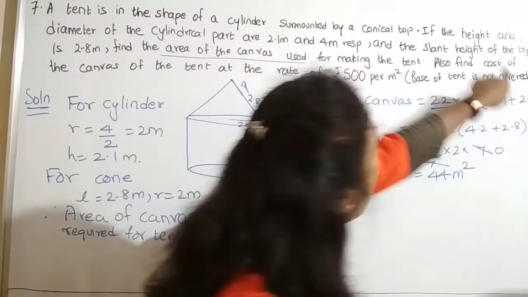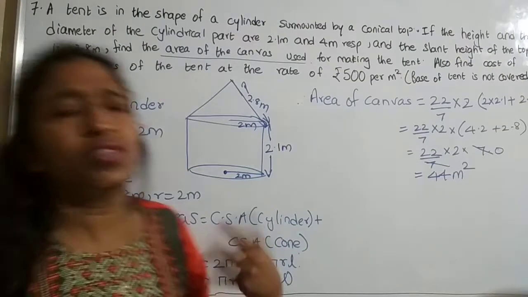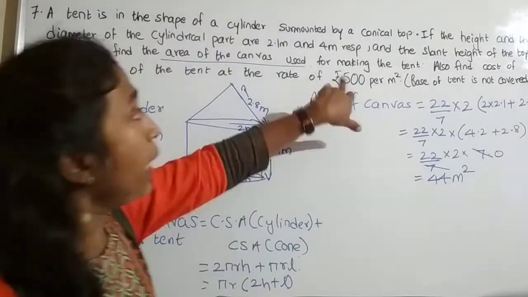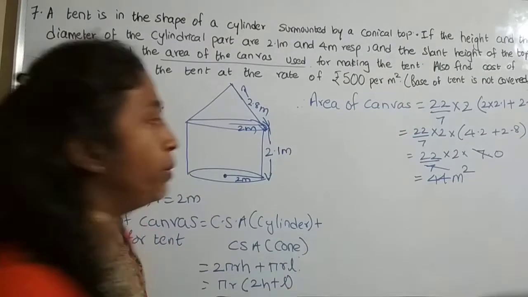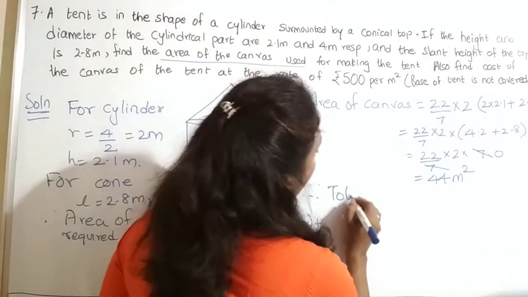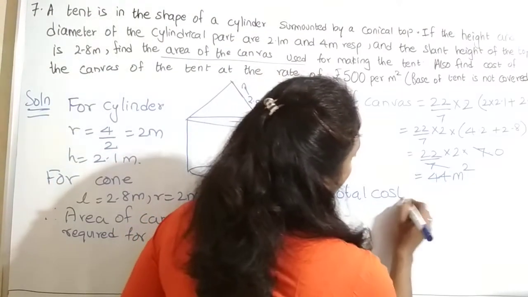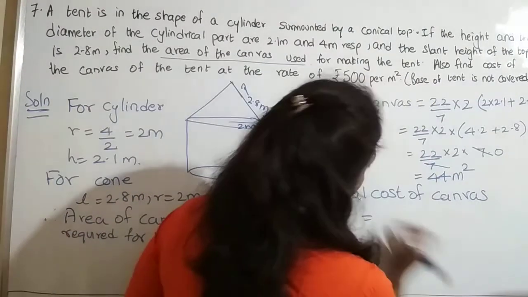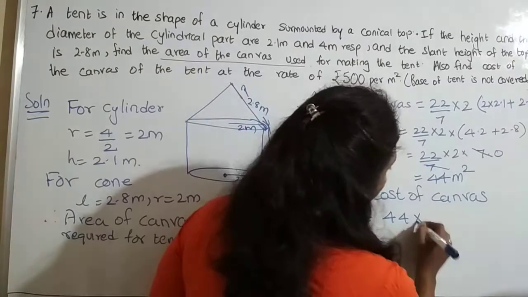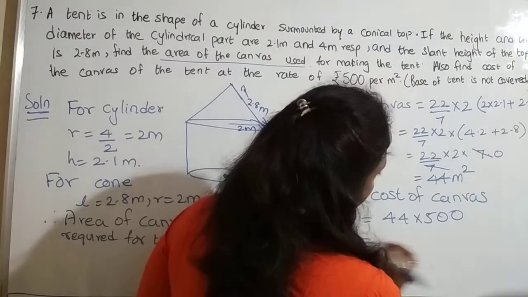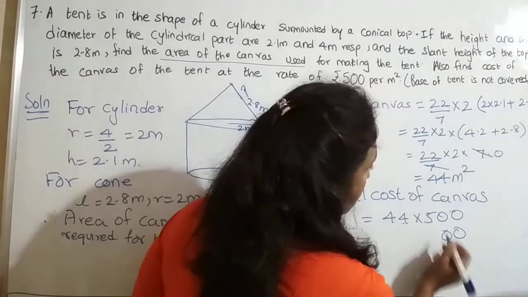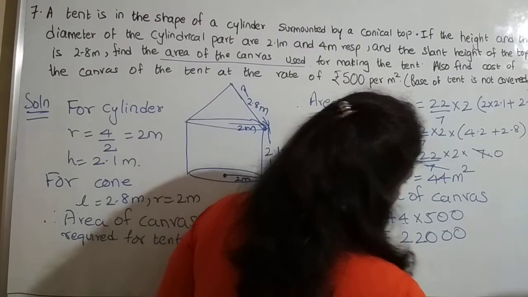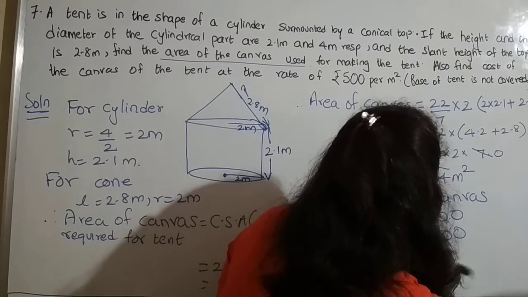Now what they are asking is, also find the cost of the canvas. This is very easy. We know how many meter square there is, 44 meter square. Rate per meter square is given as 500. Therefore, the total cost of canvas equals 44 into 500, that is 22,000 rupees.